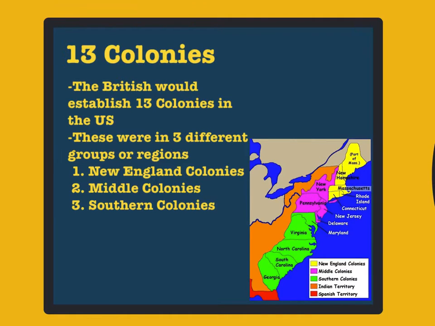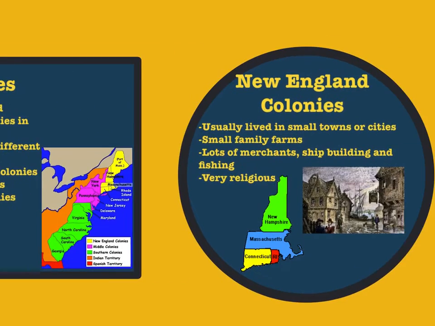And the last group of colonies, the third group, are the southern colonies. And those are the green ones down here. They were obviously in the south, so they're at the bottom. So that's Georgia, South Carolina. So these are the 3 groups of the 13 colonies. And today we're going to look at each different group and see the characteristics of it.